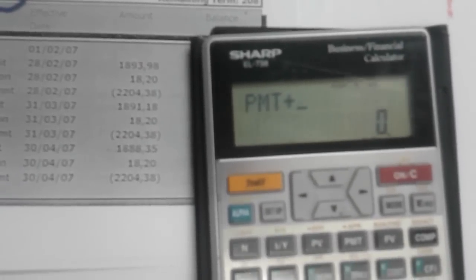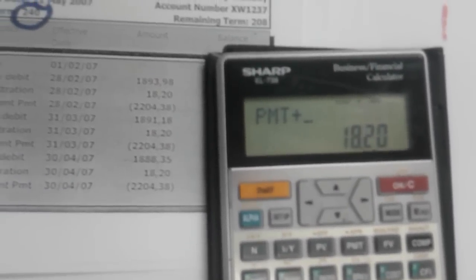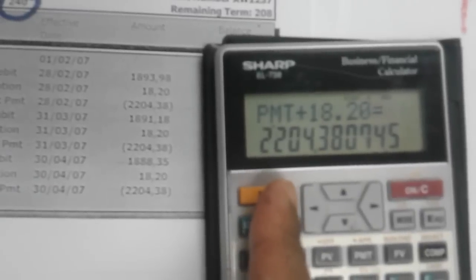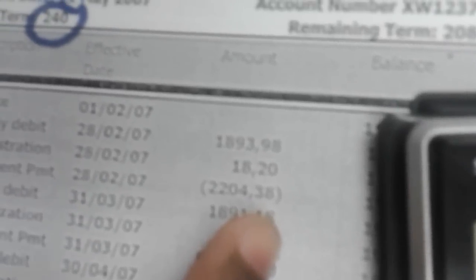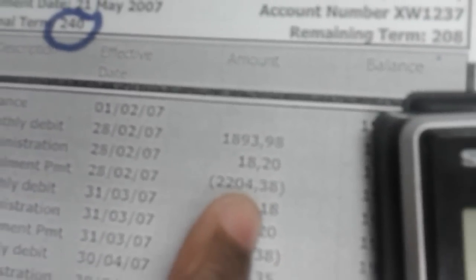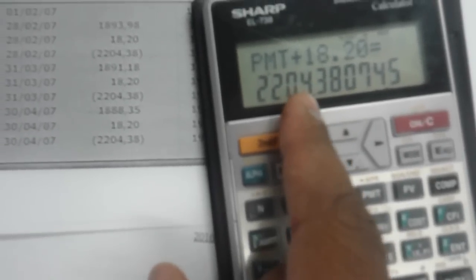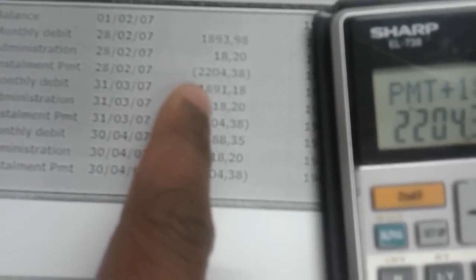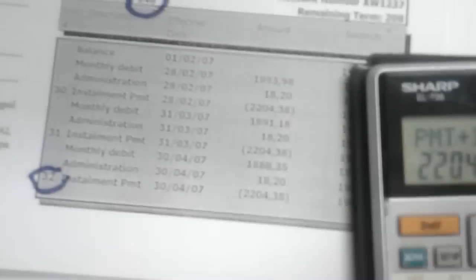We still need to add the admin fee. So you see, there you go, 2204.38. There you see it. So you see now, this is where the payment comes from. It is the payment for the loan plus the admin fee of 1820. So this is a bank statement. Now let's go to the question.